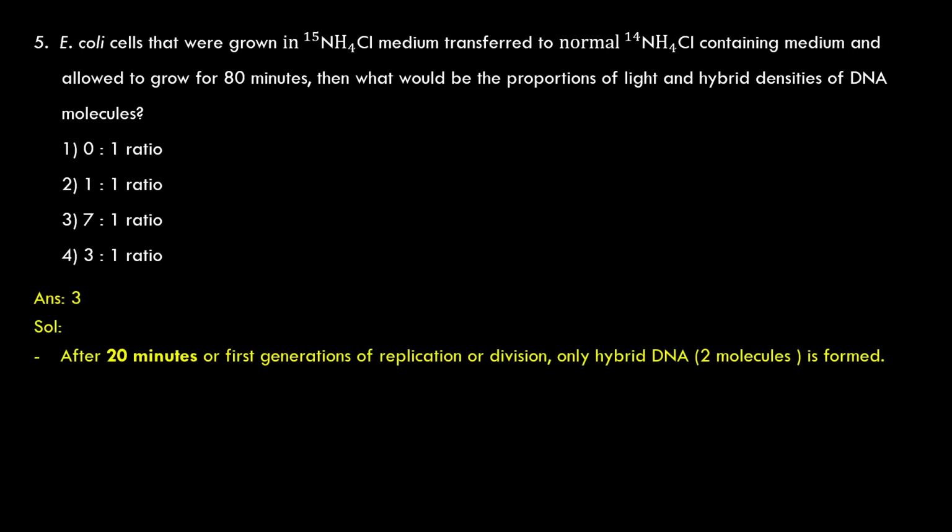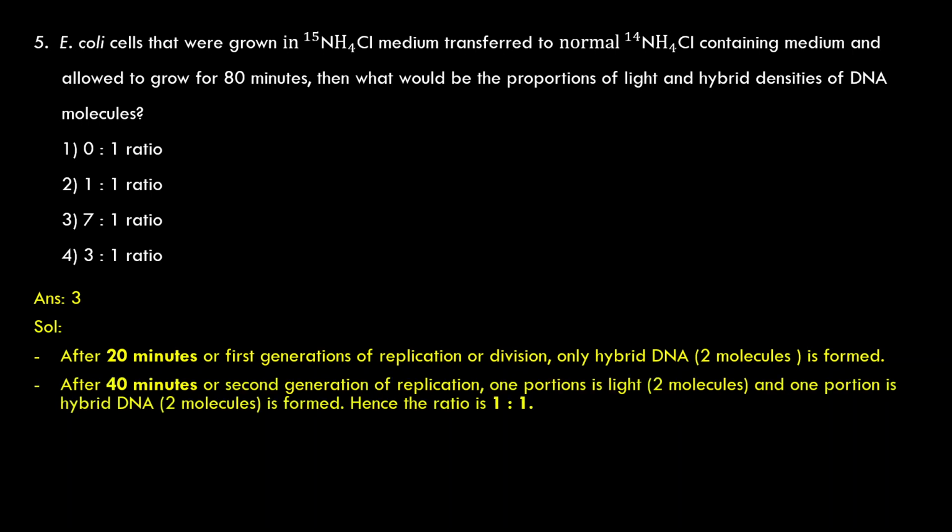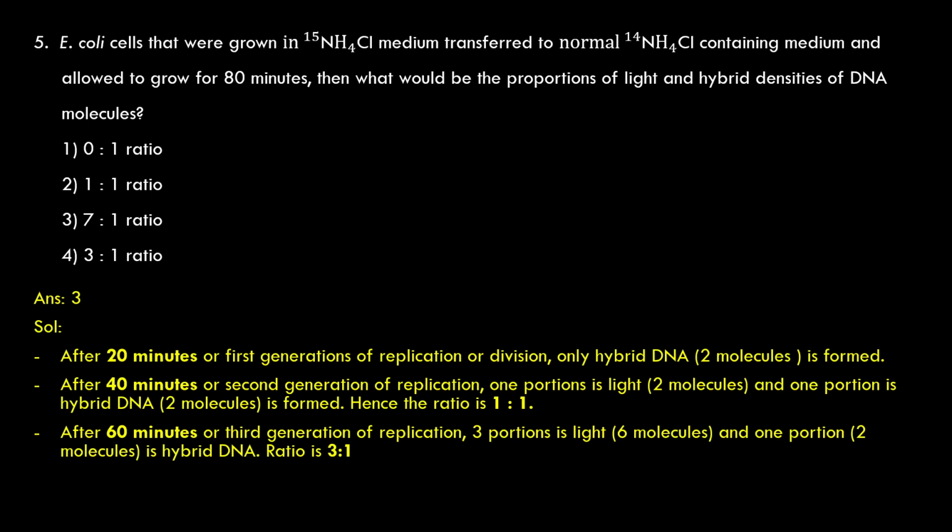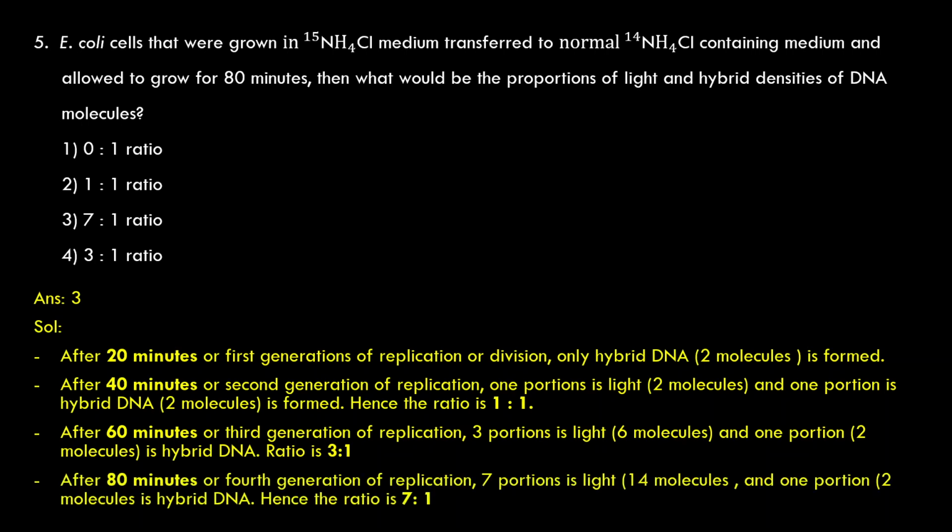After 20 minutes or first generation of replication, only hybrid DNA is formed, 2 molecules. After 40 minutes or second generation, one portion is light, 2 molecules, and one portion is hybrid DNA, 2 molecules formed. Hence the ratio is 1:1. After 60 minutes or third generation, 3 portions are light, 6 molecules, and one portion, 2 molecules, is hybrid DNA. Ratio is 3:1. After 80 minutes or fourth generation, 7 portions are light, 14 molecules, and one portion, 2 molecules, is hybrid DNA. And the ratio is 7:1.